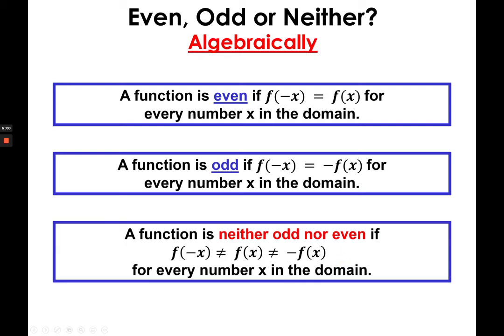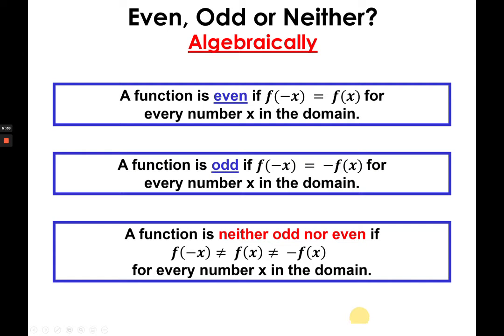The third case, a function is neither odd nor even if both of the rules in the first case and the second case do not apply. Wherein when you substitute a negative x, it's not going to retain the same function, or it did not change all the signs of the terms in the function. That is the case of a function that is neither odd nor even for all x in the domain.